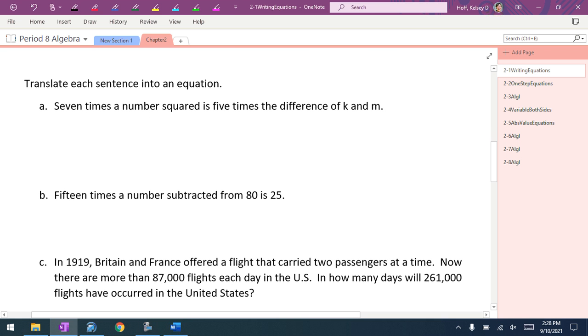Translate each sentence into an equation. 7 times a number squared is 5 times the difference of k and m. I'm going to give you a second here.